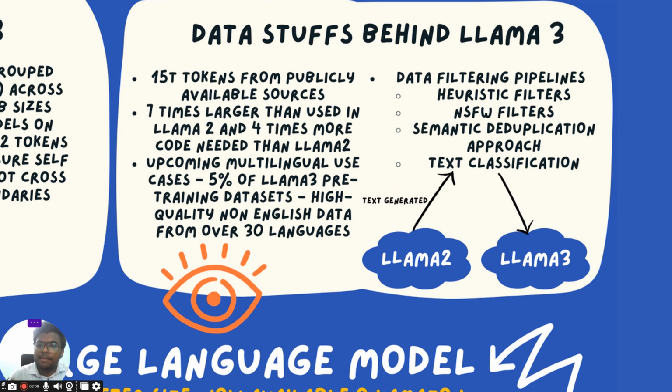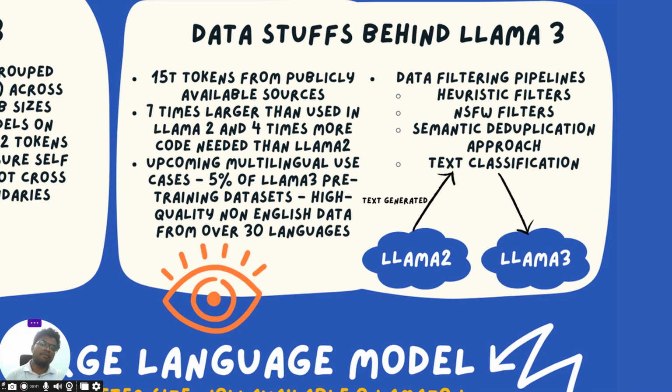And moreover, you can see Llama 3 has an upcoming feature for multilingual use cases. Why? Because this is going to be the base. It consists of 5% of the Llama 3 pre-training data set, which has high-quality non-English data from over 30 languages. And when I started to learn about the Llama 3 release in Meta's blog, I could see there are 4 different things we could get into. The first thing is, as I already said, the grouped query attention. The second thing is the multilingual use cases.